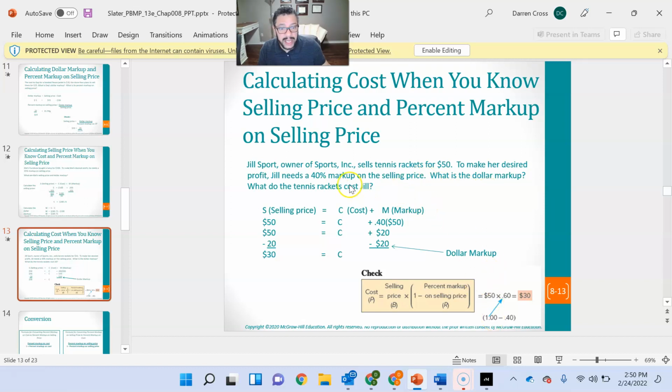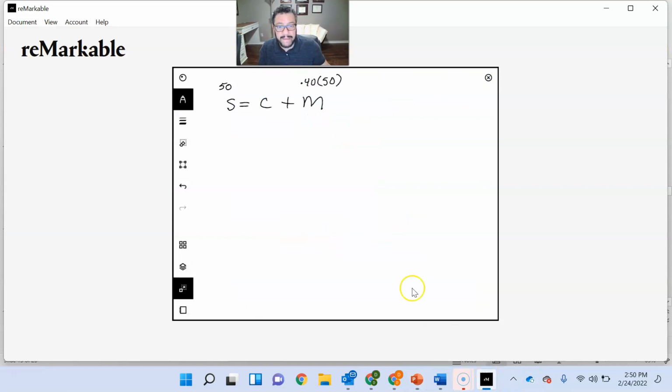So, do we know anything else? Do we know what the markup is? No, but we do know that the markup is based upon selling price and it's 40%. So whatever the markup is, it's 40% of selling price, and we do know what selling price is. It's $50. Okay? And they're still asking for cost. We don't know what cost is.